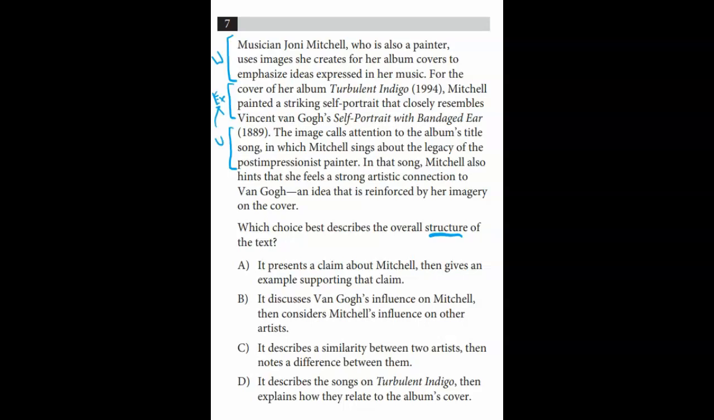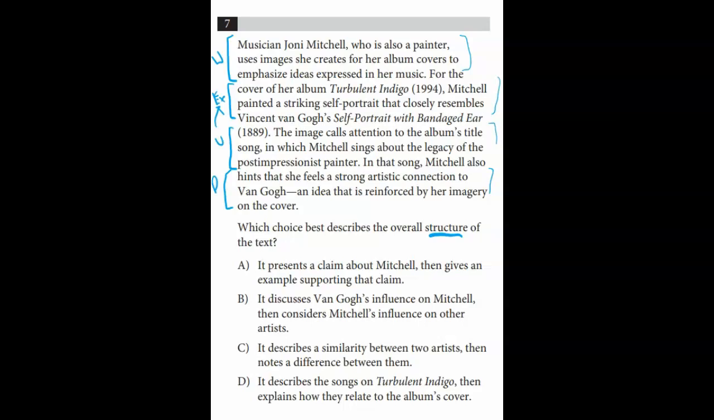In that song, Mitchell also hints that she feels a strong artistic connection to Van Gogh, and this is just more descriptive information, reinforced by her imagery on the cover. So this is what she does: she's a painter who uses images she creates for her album covers to emphasize ideas expressed in her music. Okay, so she's a musician and painter. This is who she is, and what she does. Here's an example: Turbulent Indigo, and she did a self portrait that looks like Vincent van Gogh, and then this is what that portrait meant to her, and overall, she likes Van Gogh.